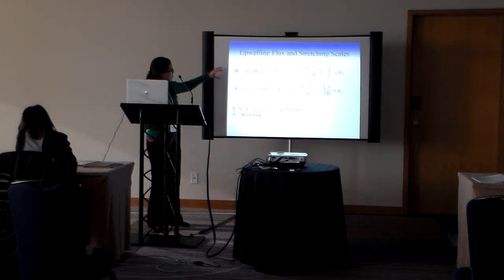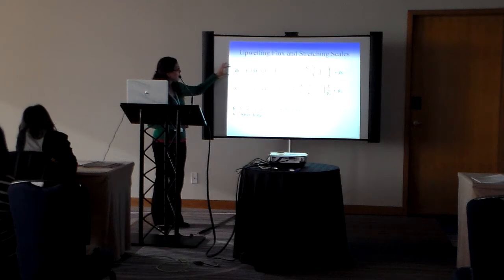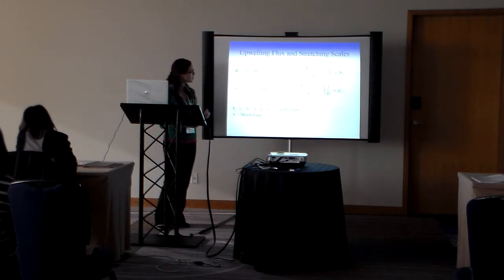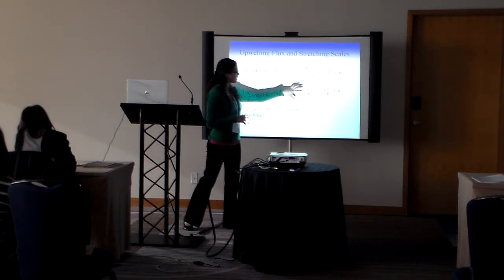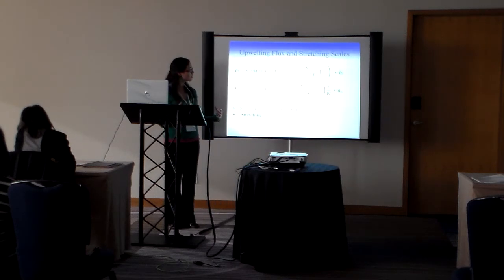And then here we have the flux and stretching scales. So stretching is the vorticity divided by the Coriolis parameter. And we have the same kind of terms here and here, and that's the effect of the slope. And the B's and D's are coefficients that we fit.